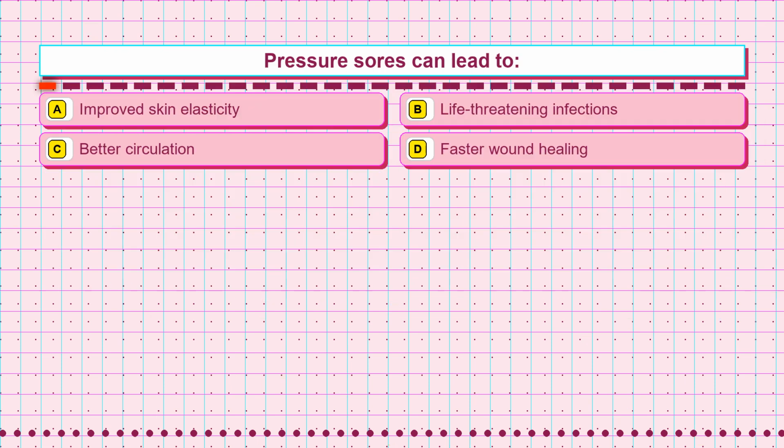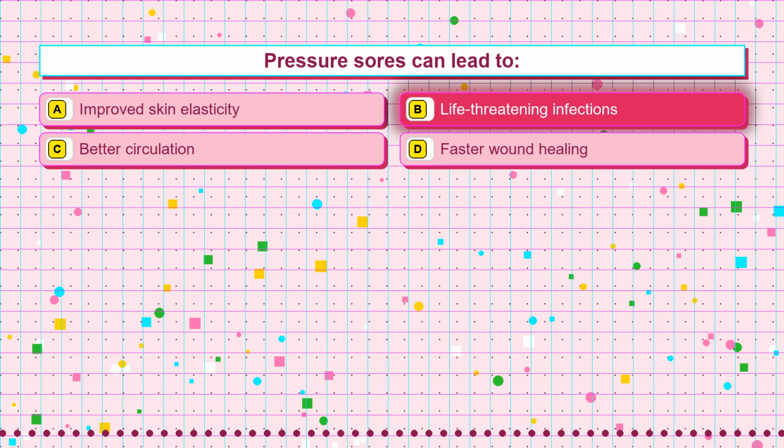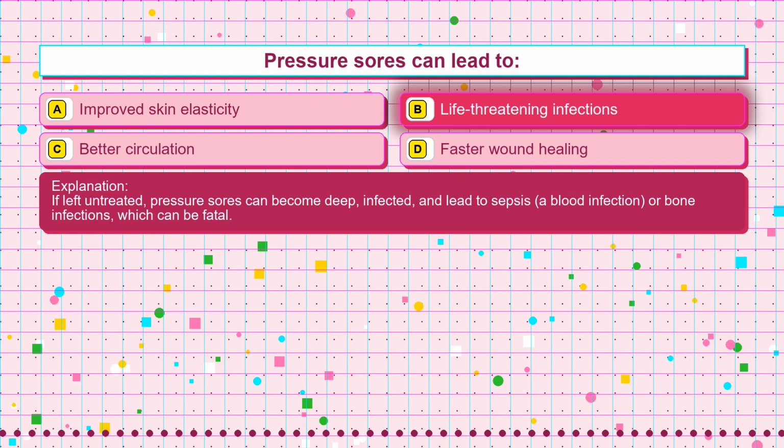Question 17. Pressure sores can lead to: Option A, improved skin elasticity. Option B, life-threatening infections. Option C, better circulation. Option D, faster wound healing. The correct answer is option B, life-threatening infections. If left untreated, pressure sores can become deep, infected, and lead to sepsis, a blood infection, or bone infections, which can be fatal.